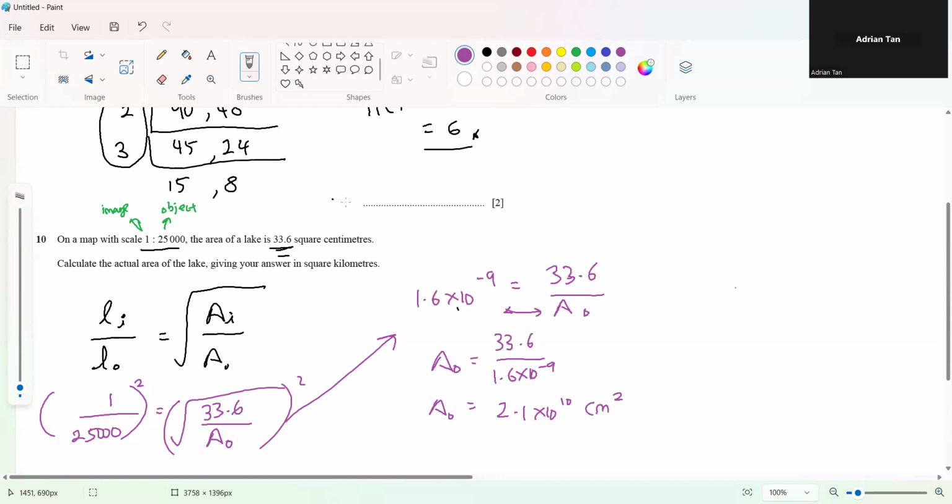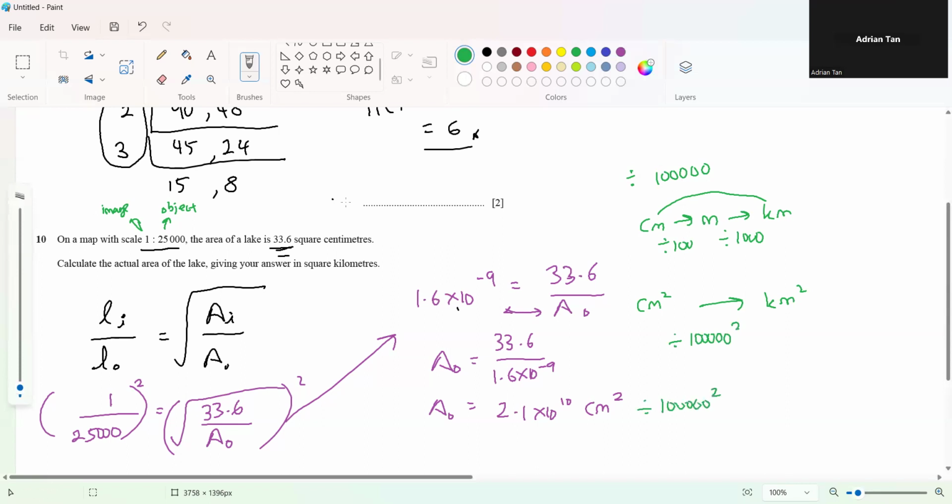So now we need to change it to km square. We can work with the basic conversion first. Cm to meter is divide 100, whereas meter to kilometer is divide 1,000. So in other words, to go from cm to km, we are dividing by 5 zeros, so 100,000, right? And not only that, if you're going from cm square to km square, we are going to divide by 100,000 squared. So 2.1 times 10 to the power of 10 divided by 100,000 squared. So that would be 2.1 kilometers square.